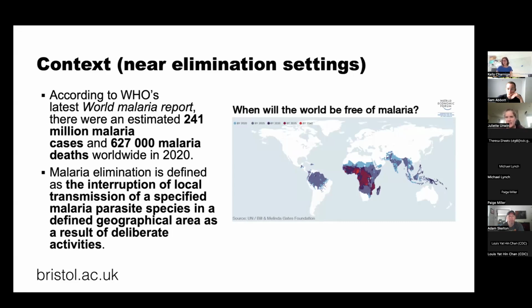But it's quite tricky for individual countries to control importations, unless you do things like screening. But this work's focusing on elimination, so looking at countries which have little transmission locally within the country. It's a large scale problem, with 627,000 deaths worldwide in 2020.